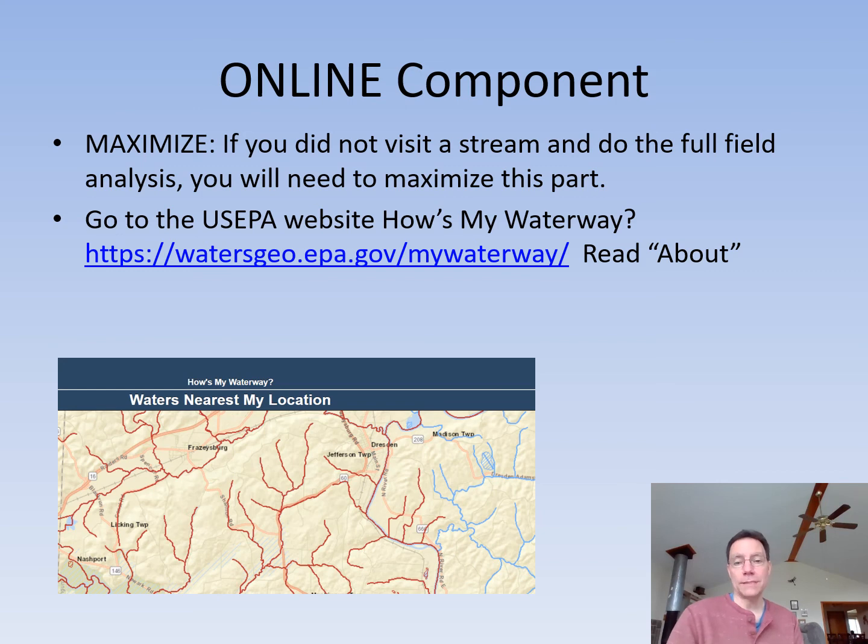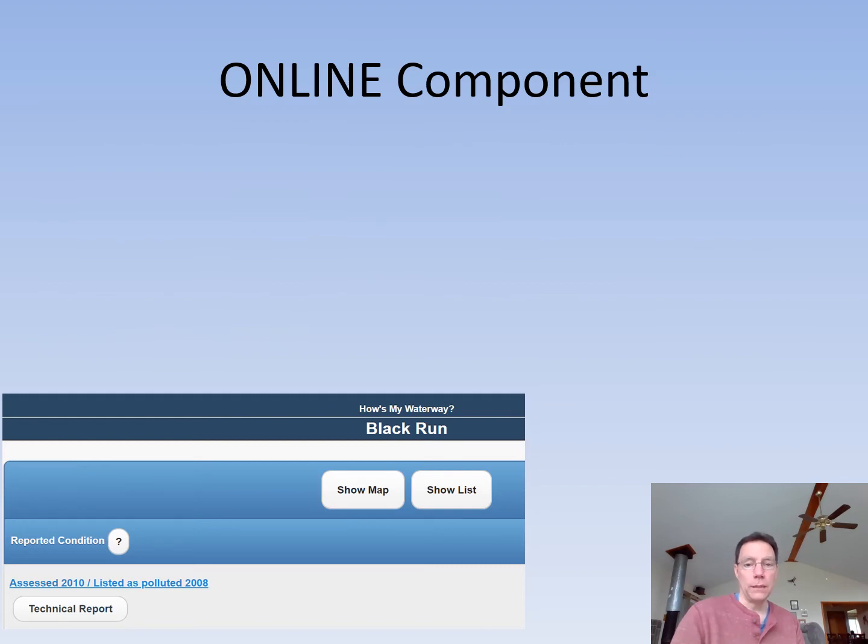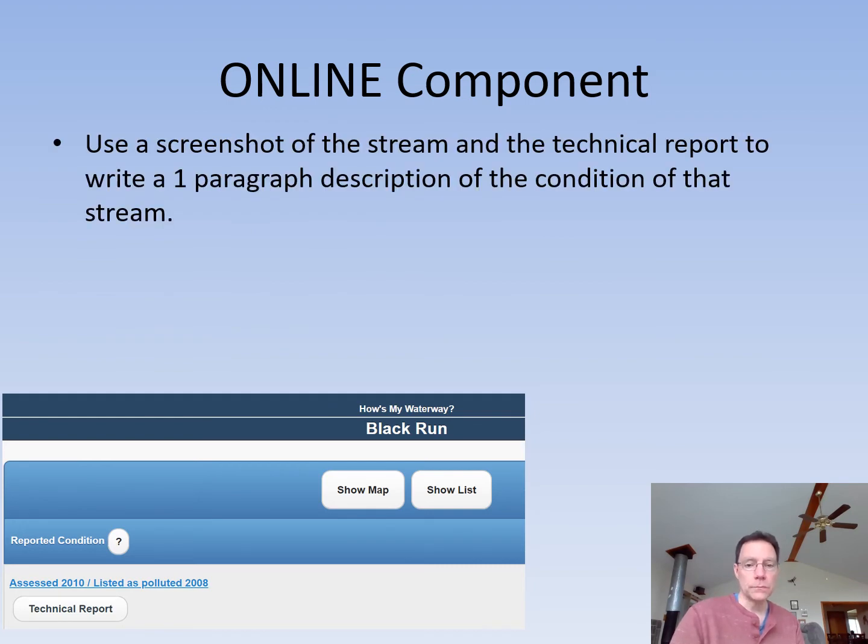And then read the About section to learn how it works. And then choose a location and show map. You can click through those things, and you can choose any location in the United States you want, maybe where you are right now or someplace else, it doesn't matter. And then click on an actual stream, and you will get to a part where it will show you the technical report for that stream.